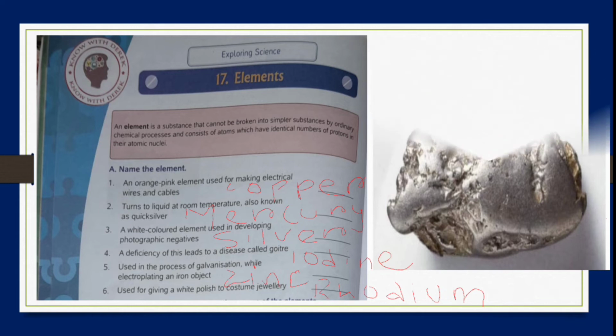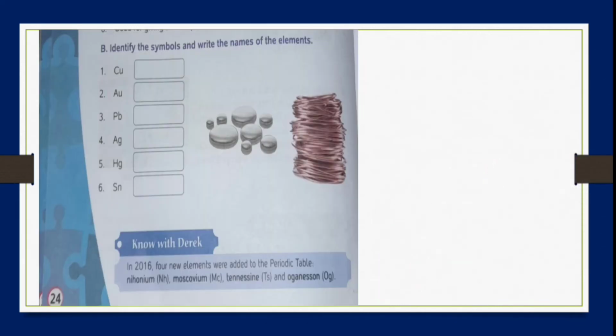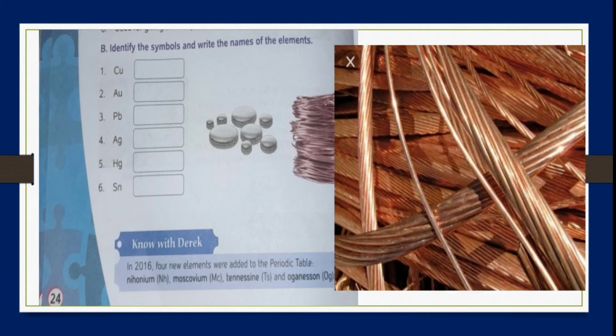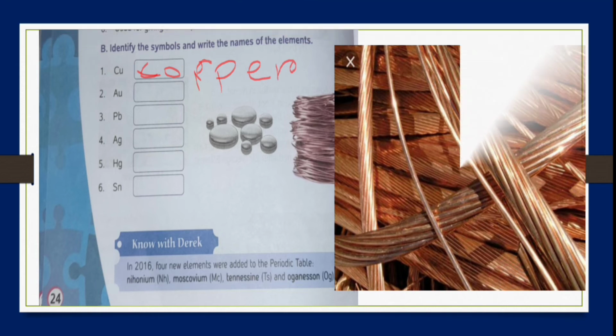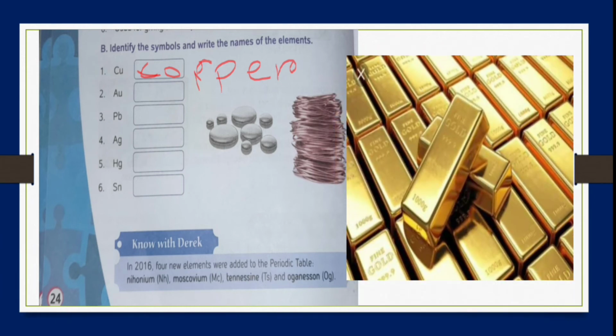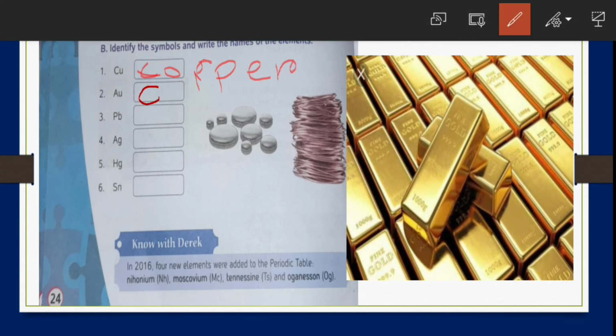Next we move on to our next exercise given in your book, that is number B, the symbols are given and you have to name the elements. You have to identify the elements. Number one, Cu. It's copper once again. So we'll write copper, C-O-P-P-E-R. Copper. Okay. Next, Au. Au is gold. Okay, children. So you can see the picture of gold here. So it's gold. G-O-L-D. Gold.